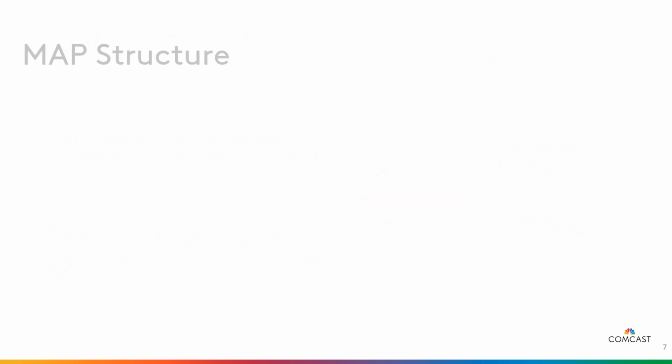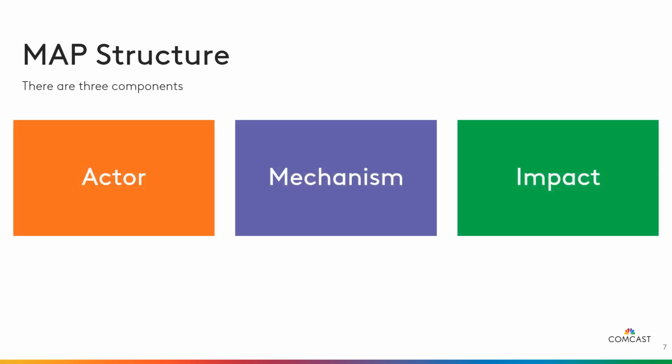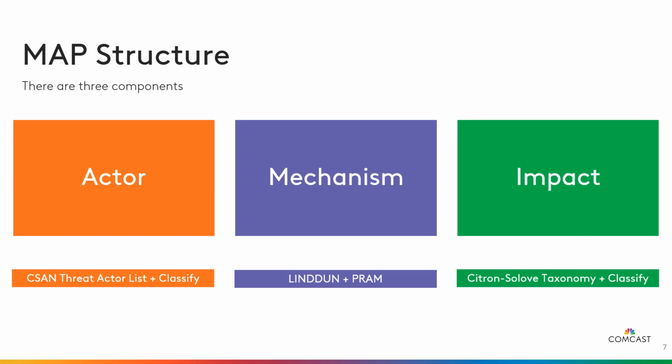The structure of the framework, which we discuss in a bit, gives enough information to a developer to understand not only who can cause a threat, but also what the threat is and what effect it can have. It contains three components: the threat actor, which we derive from CSAN's threat actor list and classify for broader applicability, threat mechanism, which we derive from Linden and PRAM, and impact, which we derive from the taxonomy of harms and then classify.